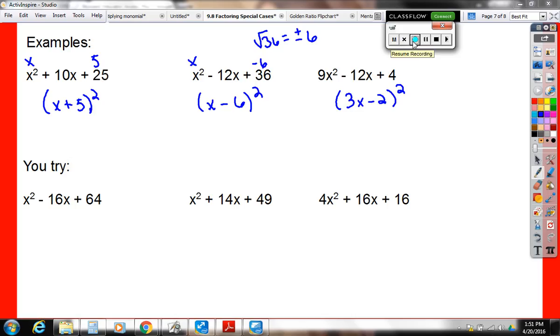Evelyn, what did you get for the first one, x minus 8 squared? Good, x minus 8 squared. So if the middle term is negative, you have to remember to make it negative in your answer. Good. Nick, next one. x plus 7. Good. And last one, Maddie.